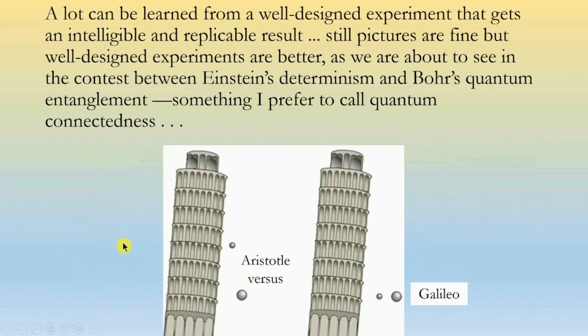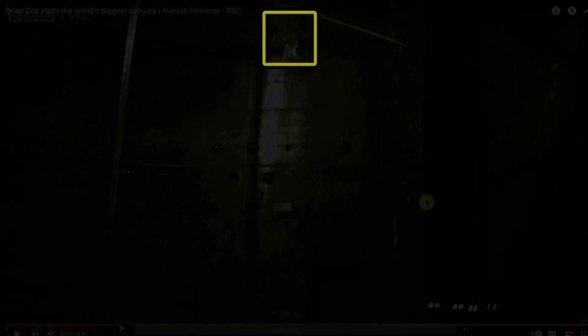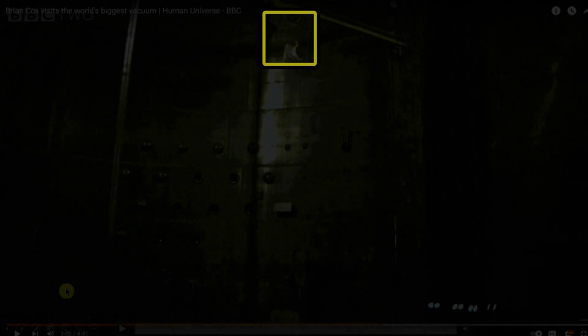A lot can be learned from well-designed experiments, especially ones that get intelligible, replicable results. Still pictures are dandy, but well-designed experiments moving across time are better. So Galileo dropped some cannonballs or rocks or something off of the Leaning Tower of Pisa. Aristotle predicted this result. Galileo predicted this one. Which one did we get? Well, here's a replication of Galileo's experiment, and I'm just going to play that.